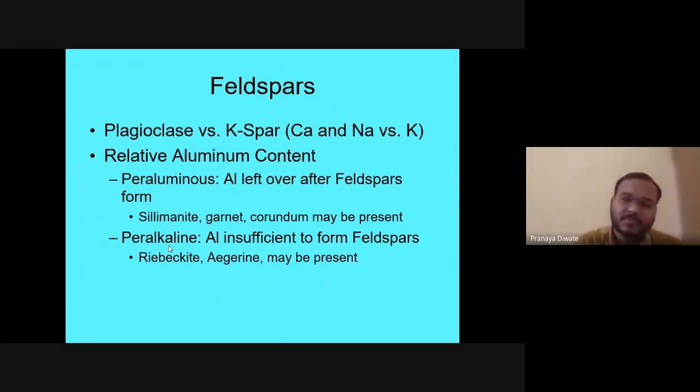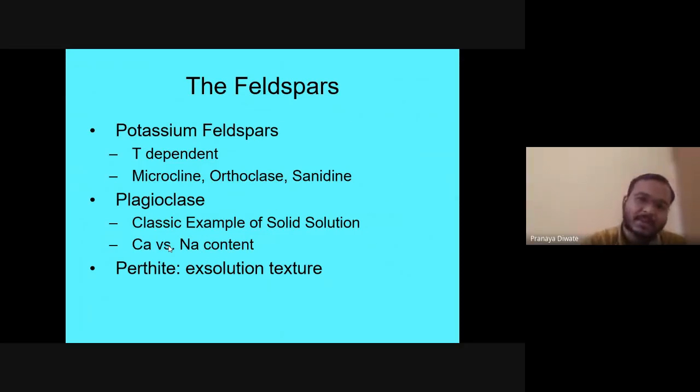Now you have feldspar. Feldspar is known as plagioclase versus potash spar. There is relative aluminum content, peraluminous, left over after the feldspar forms. So this is a different kind of feldspar. The feldspars are potassium feldspar and plagioclase feldspar.